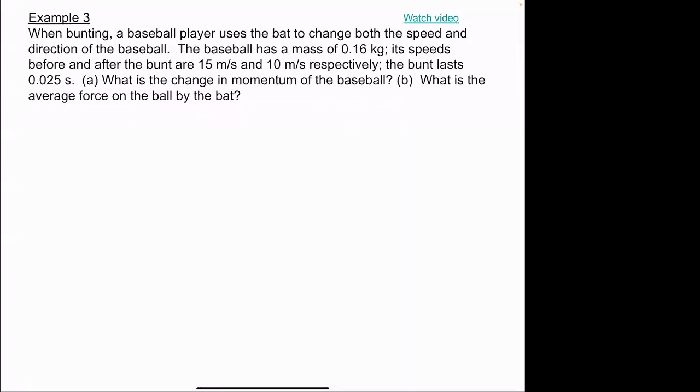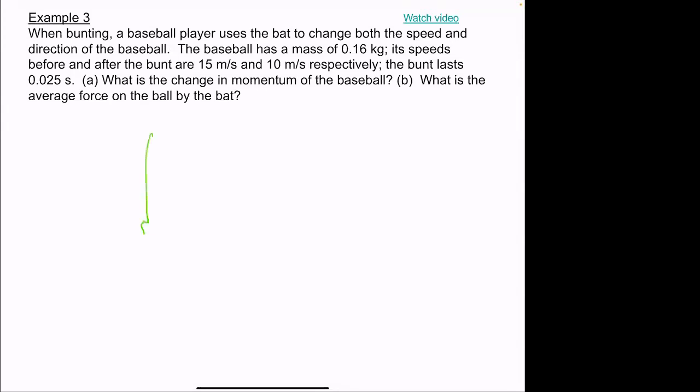This one's kind of tricky. It says when bunting, a baseball player uses the bat to change both the speed and direction of the baseball. The baseball has a mass of 0.16 kilograms. The speed before and after the bunt are 15 meters per second and 10 meters per second respectively. The bunt lasts 0.025 seconds. What's the change in momentum of the baseball? What's the average force between the baseball and the bat?